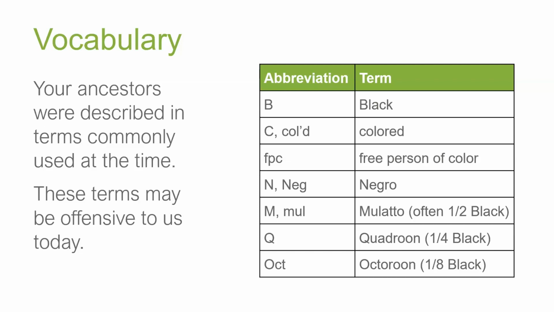M, or MUL, was an abbreviation for mulatto, someone who was one half black. Q, or Quad, stood for quadroon, or someone who was 1/4 black. And Oct, or OCT, was an abbreviation for octoroon, or someone who was 1/8 black.